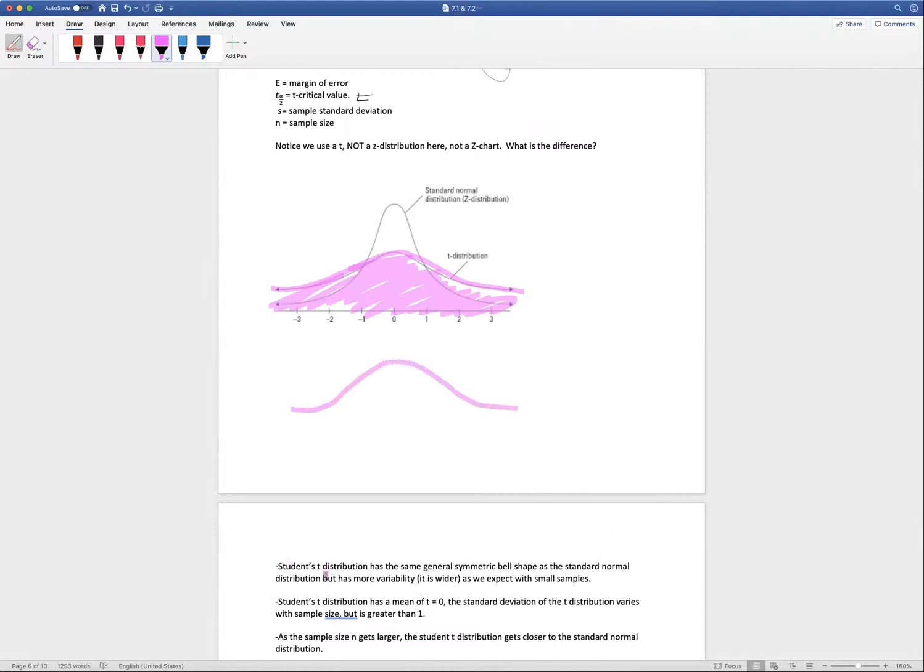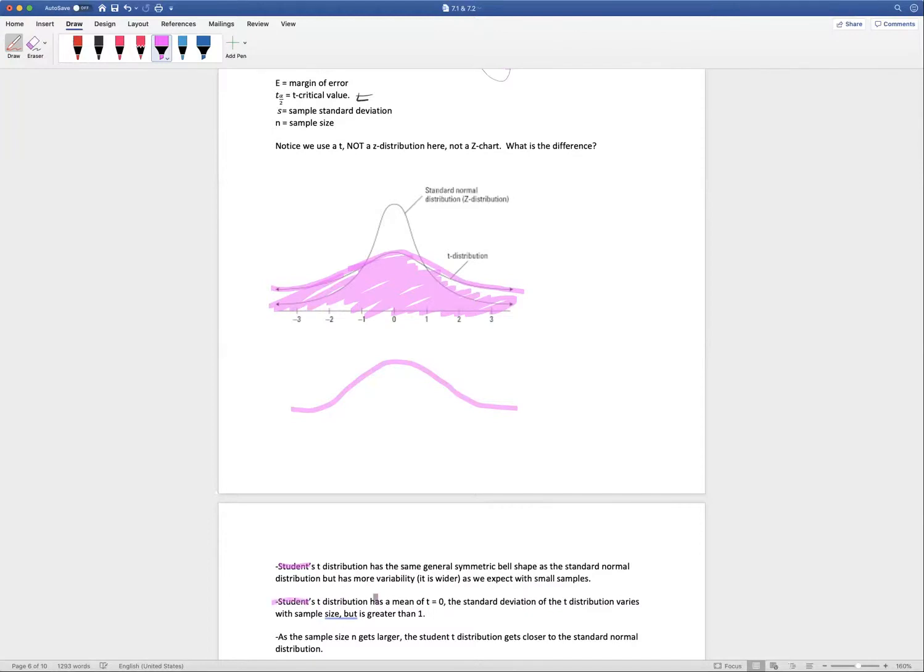So students' T distribution also has, and we're going to talk about where the name student came from in a second. It doesn't mean that like you guys are students, it means something else. Students' T distribution is the same general symmetric bell shape as the standard normal distribution, but has more variability, which means it's wider. And we would expect there to be more variability because we have a sample, again, instead of a population. So we're getting a statistic about a sample of the standard deviation rather than knowing information about the population of the standard deviation. So this fattening over here, again, just tells us that there's going to be more error. It's more variability, it's wider, and we would expect that with smaller samples.